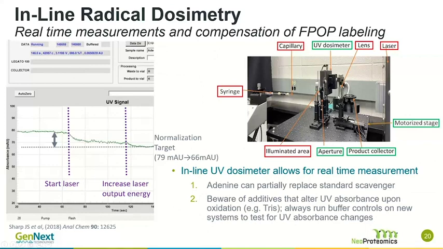While yes, you can run your experiment and then just take the quenched solution and put it on a NanoDrop and measure the UV absorbance, and that works. If you find that you have different UV absorbance, that means you have to completely rerun your experiment.